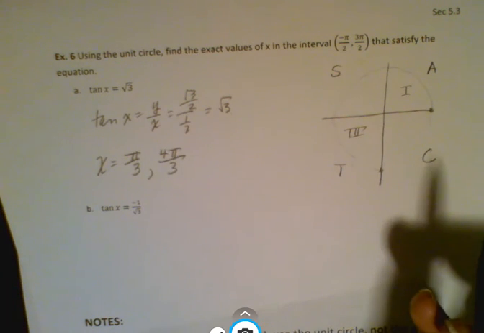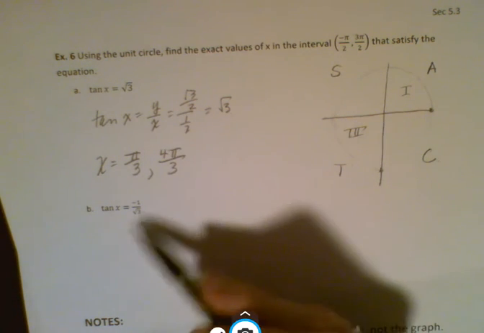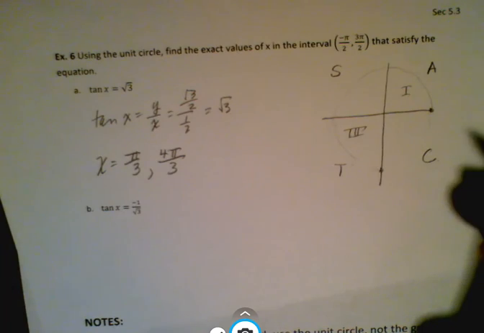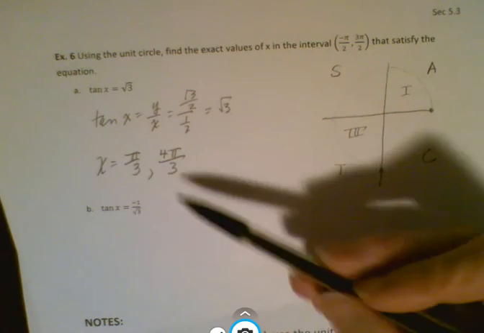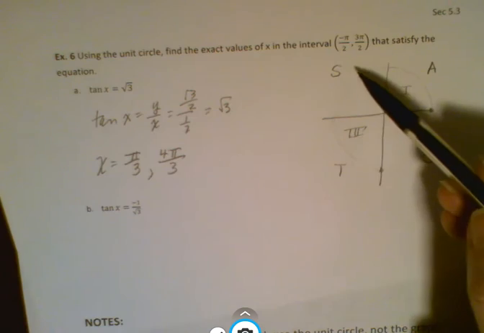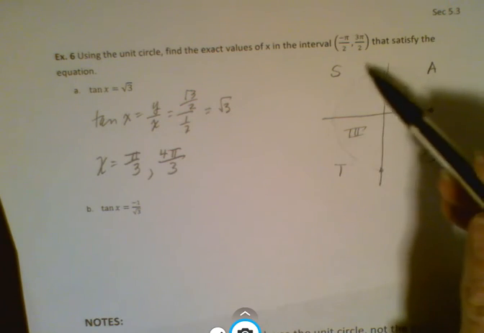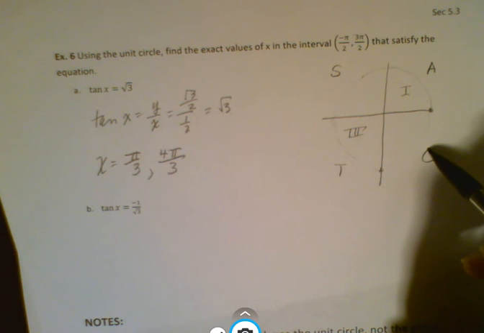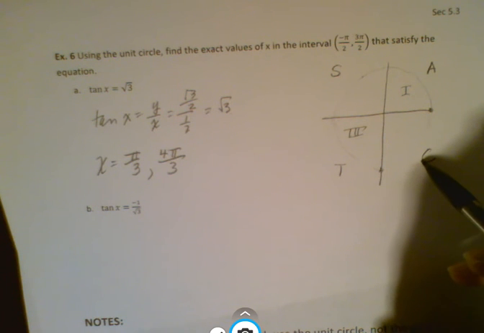Now, where is the tangent of x negative 1 over the square root of 3? That's nice, they've left it like that, so we should be able to figure this out. Instead of rationalizing the denominator, they didn't this time. Now, where's the tan negative? Tan is negative in the second quadrant and in the fourth quadrant, but we weren't really supposed to consider the fourth quadrant, I don't think.